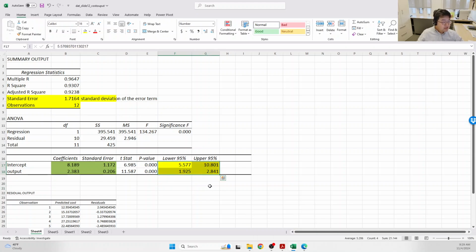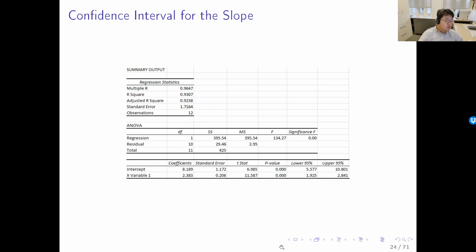Anyhow, these numbers are based on the point estimator plus minus 1.96 times the standard error. Okay, that's how we obtain those numbers.